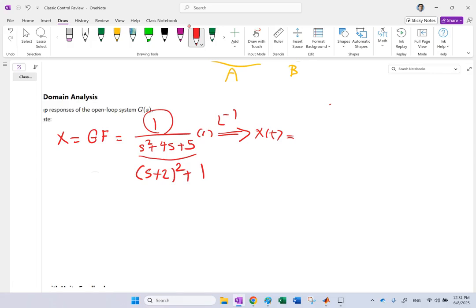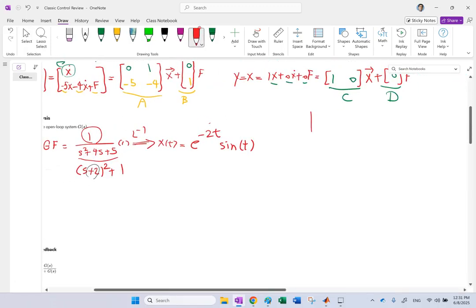And as you know, if this 2 was not there for a second, 1 over s^2 + 1 is the sine of t. But since there is a plus 2, there is a shift of 2 in s, so your answer is going to be e^(-2t) sin(t). There we go. So this is your damped sine response. And if you want, you can easily plot that, of course.